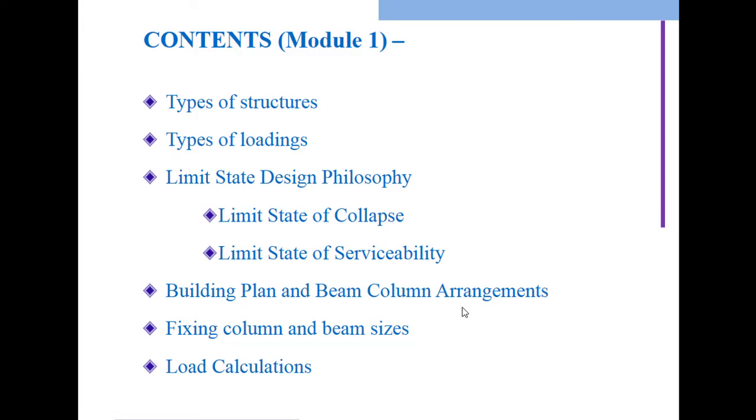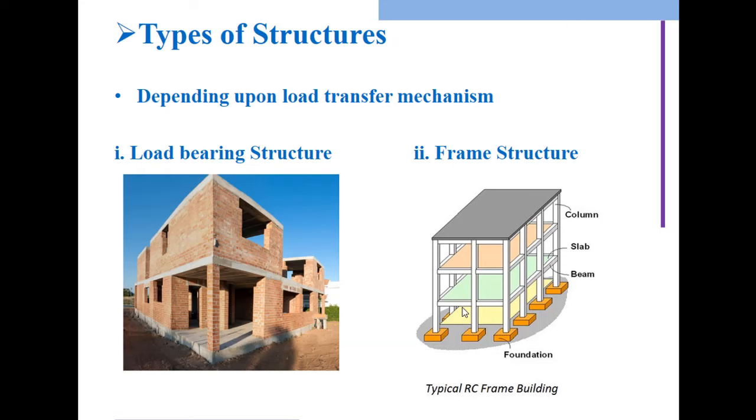So let's get started. The first topic is types of structures. As you can see, there are different kinds of structures available. The first one is a load bearing structure and the other one is a frame structure. Load bearing structure, what does it mean? In a load bearing structure, you cannot find columns from the ground, but we transfer our load through the wall.